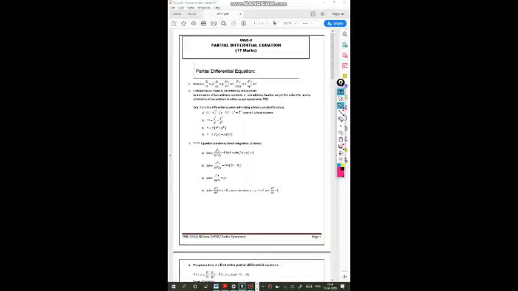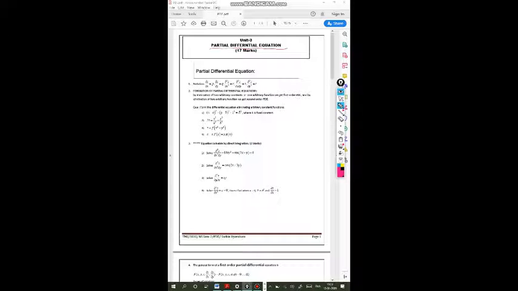Yes, we are going to start a new topic known as partial differential equation. Partial differential equation, in short we'll say PDE. It again has the same weightage of 17 marks. One of the simple topics, you can easily score those 17 marks. So a few of the things that we are going to see right now.